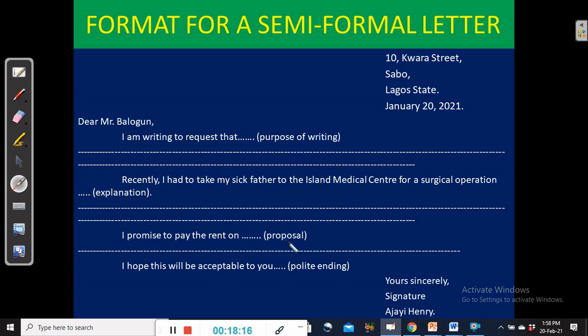Then the next will be the proposal or the action, because no matter the explanation you give, the landlord wants to know when exactly you intend to make the payment, because certainly you are not asking him to overlook the rent forever. So you are only asking for an extension of time. So I promise to pay the rent on, and you state the time when you are going to pay it.